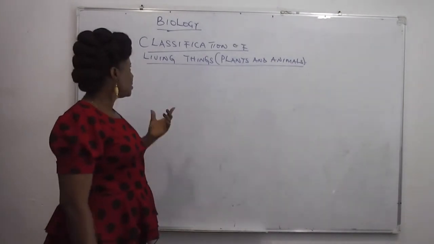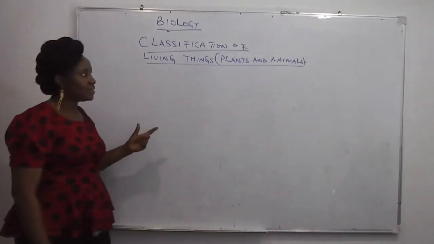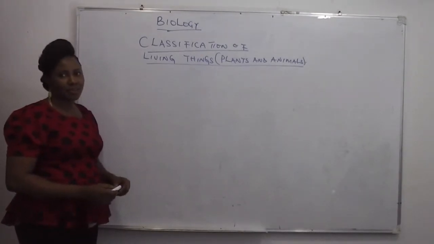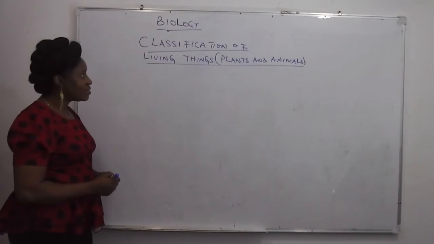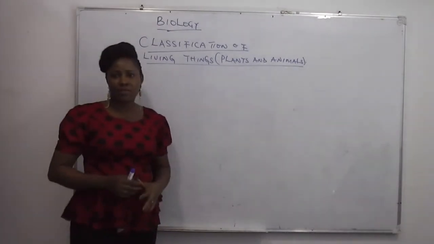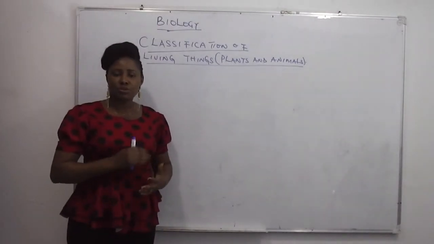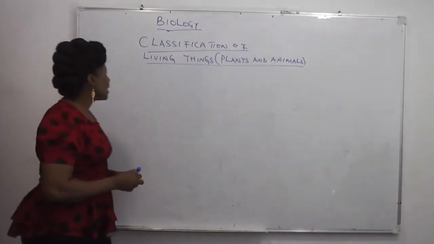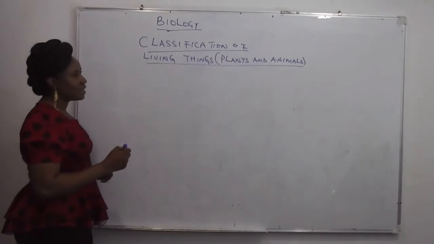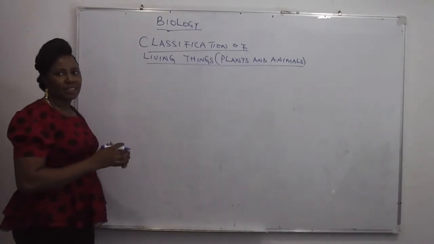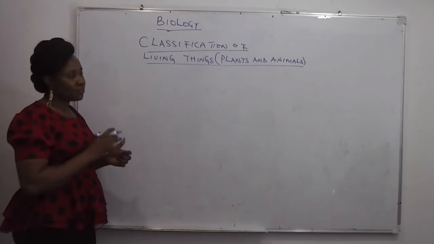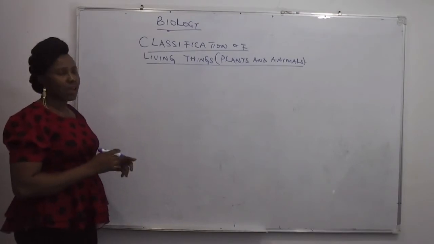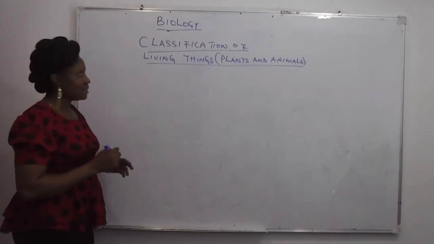Today we'll be talking on a topic, classification of living things, which will include the classification of plants and animals. Classification of living things simply means or involves the placing of living things into groups that have certain features in common. Classification of living things is based on 7 groups, which is called the hierarchy of classifying living things.